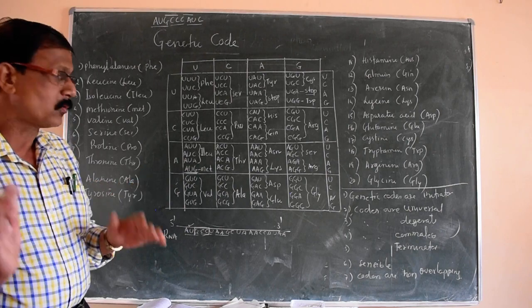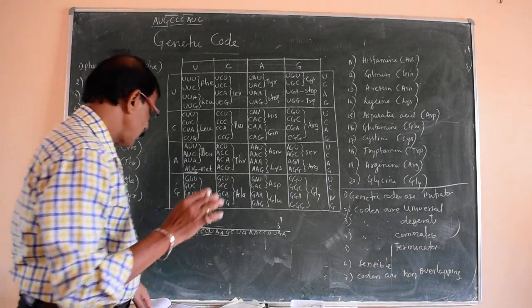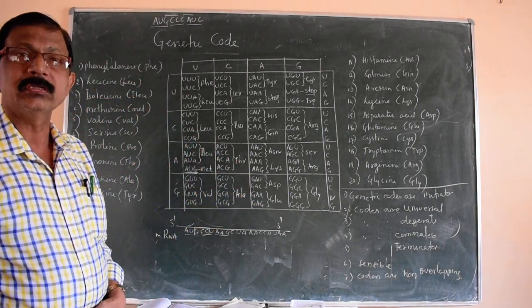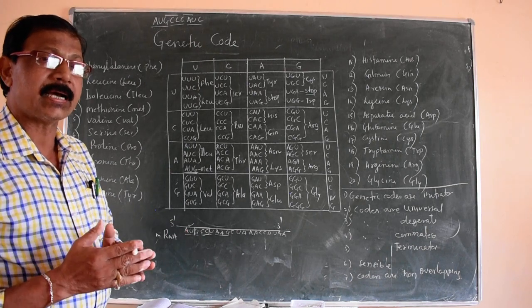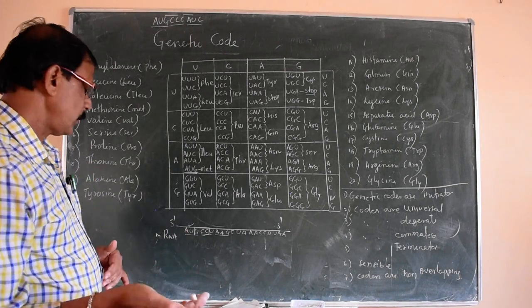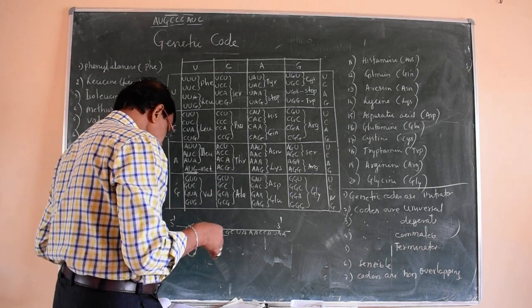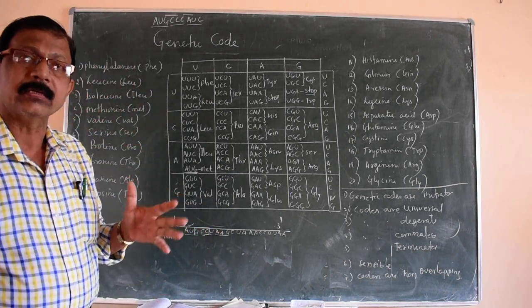These are the important characteristic features of the genetic code. I hope that you understand this. So with this basic idea, now we have to go for the next process, and that is translation.